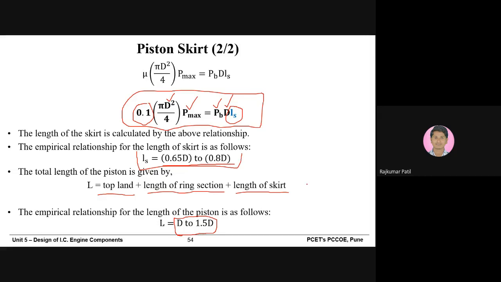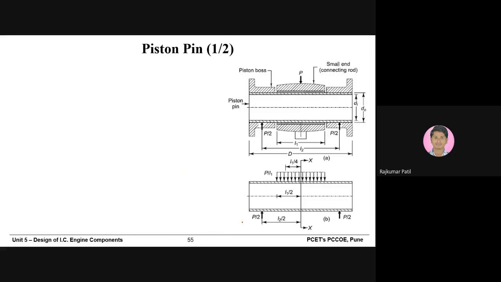So generally what is done in the industry, by using the derived equations just like these, the various empirical relations are developed and continuously they are used for designing the piston. Then we will go to piston pin. This is the last component that we will see today.